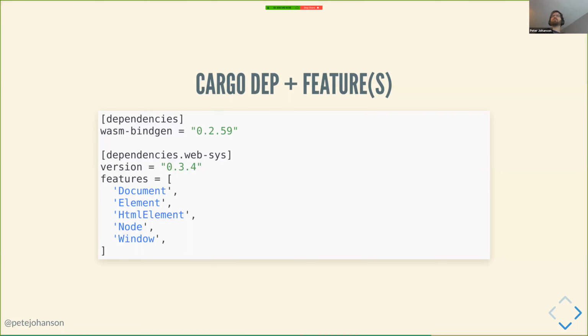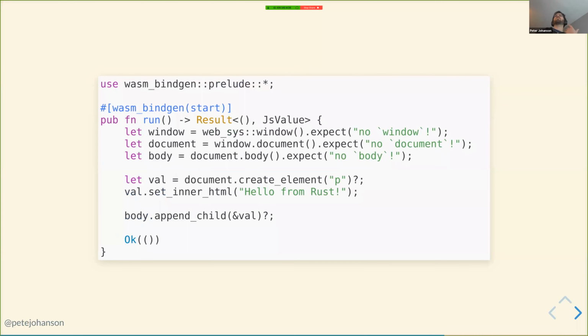So I can define a run function in my Rust code that will grab the current window, it will grab the document from the window, it will grab the body, and then it'll create an element in that document, set the value to it, and append it to the body. So now I am writing low-level efficient Rust code, and where I need to, I can interact with the web that is the web.